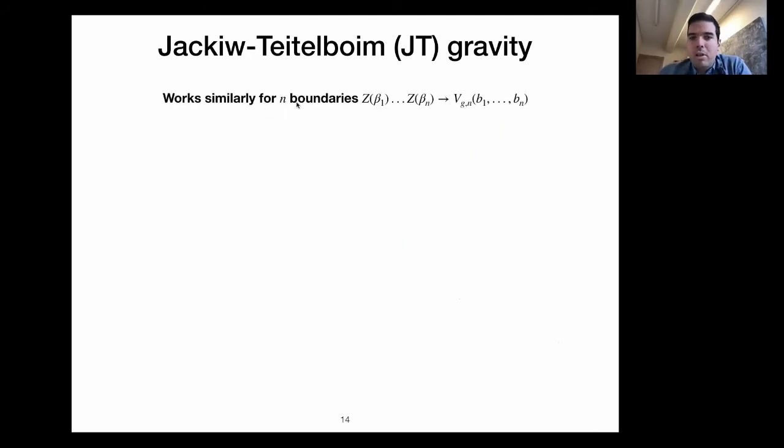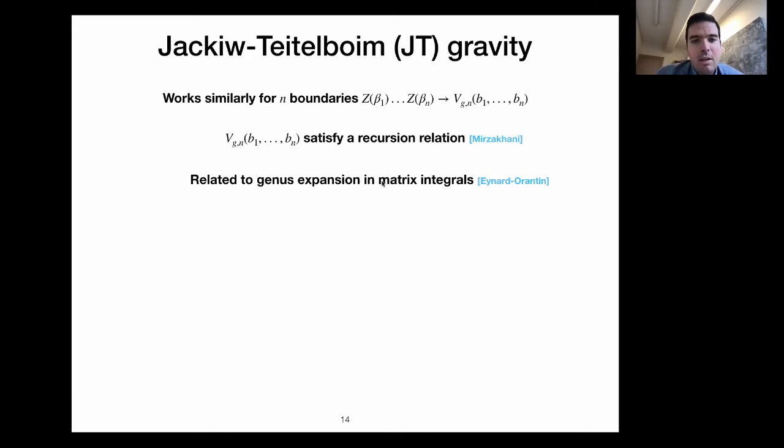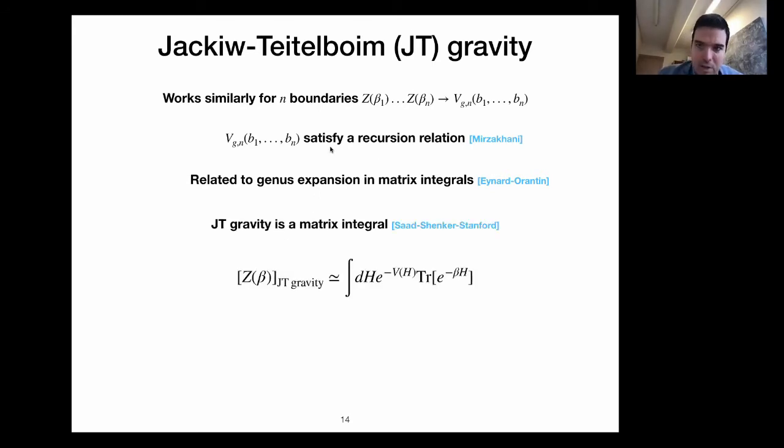And this works very similarly for n boundaries, in which case you get the moduli space of Riemann surfaces with n borders and geodesic boundaries, genus G. Okay, so essentially the nice thing here is that these volumes are known to satisfy a recursion relation. So this was shown by Mirzakhani. And this is related to a genus expansion in matrix integrals. So this was basically noticed by Saad, Shenker, and Stanford, and where this correspondence leads is that you find that JT gravity is a matrix integral.